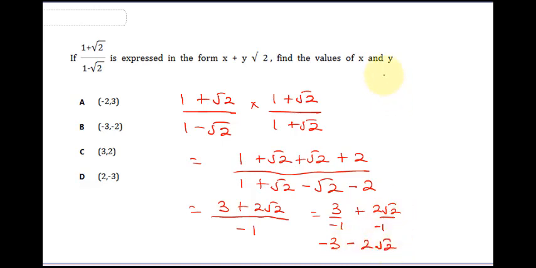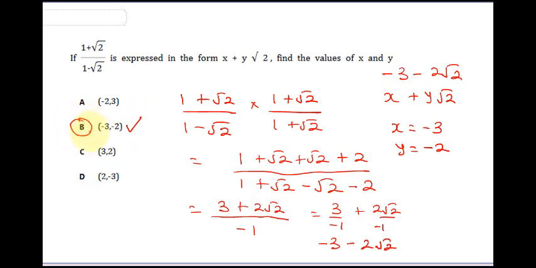Now, when you compare your answer, minus 3 minus 2 root 2 to x plus y root 2, from here, you see your x is what? Minus 3, and your y is what? Minus 2. So, we are going to choose the one that has minus 3 and minus 2, and our final answer here is B. So these are several questions you could be expecting in your Jamb. So you need to understand rationalizing of surds.